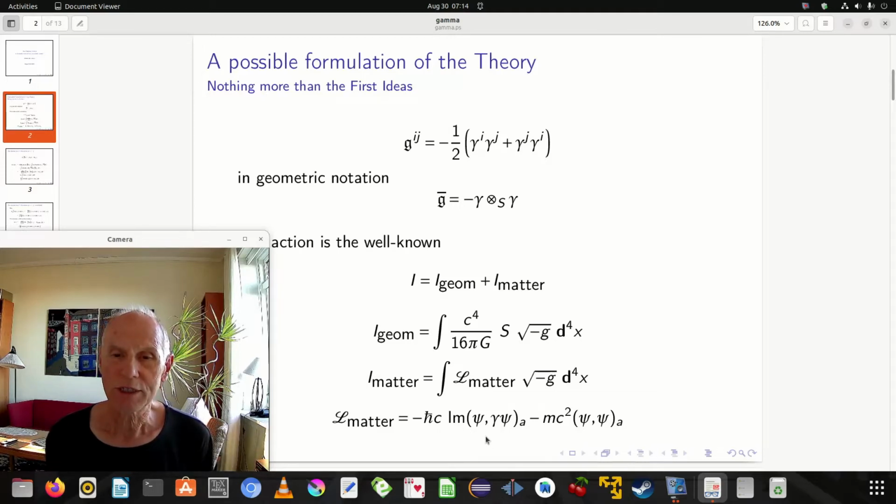About prerequisites, gamma is operating on psi, and gamma is a vector, so it differentiates in the direction of gamma. That's standard notation. Physicists usually write gamma I psi, but this is more succinct. This guy is the scalar product.